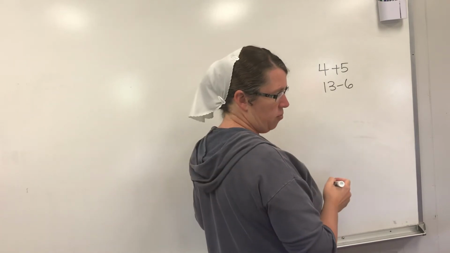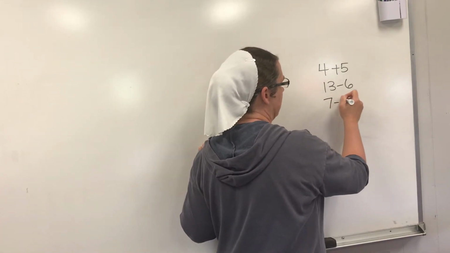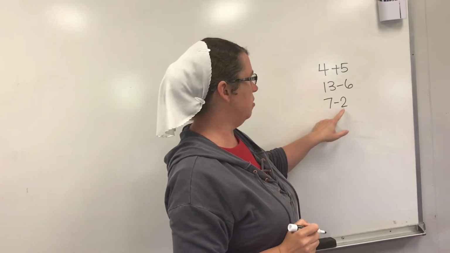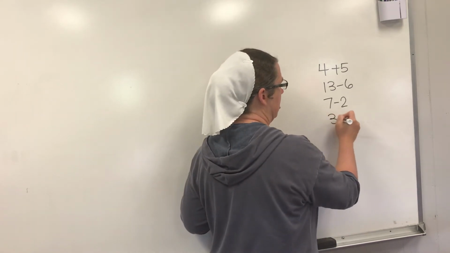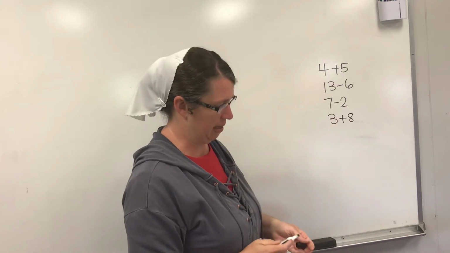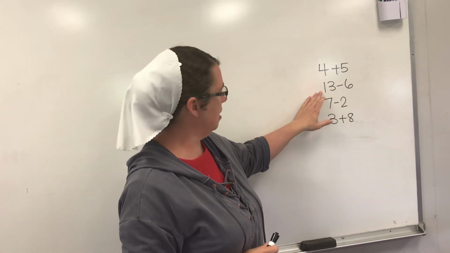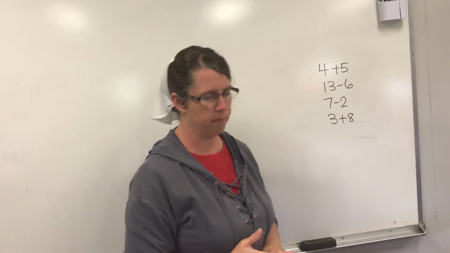Number 3 says 7 less than 2. So you have 7 and it's 2 less. 7 less than 2. 3 increased by 8. 3 plus 8. Okay, the difference between 6 and 13. Remember to put 13 first, the biggest number first.